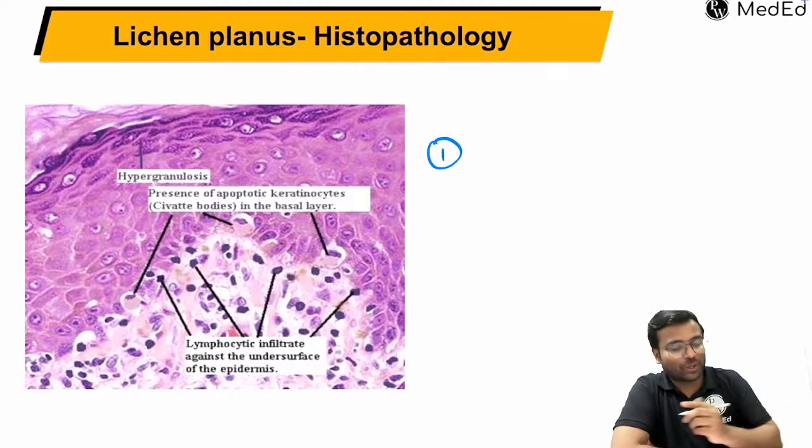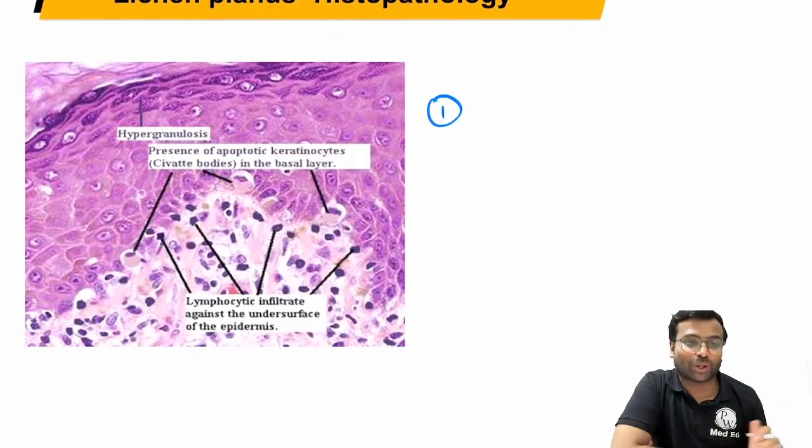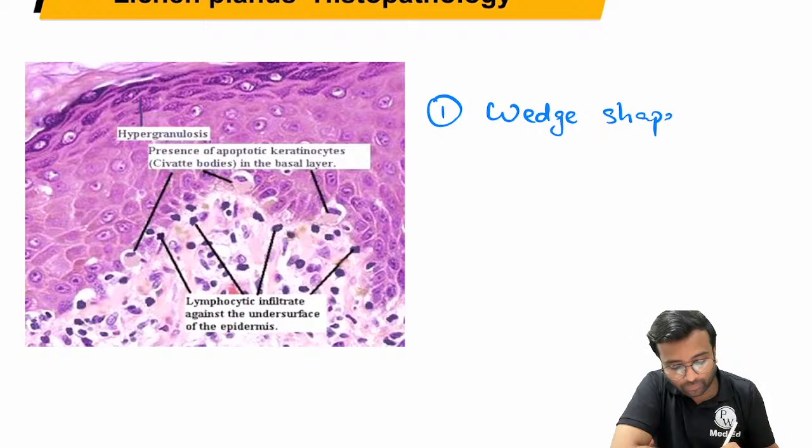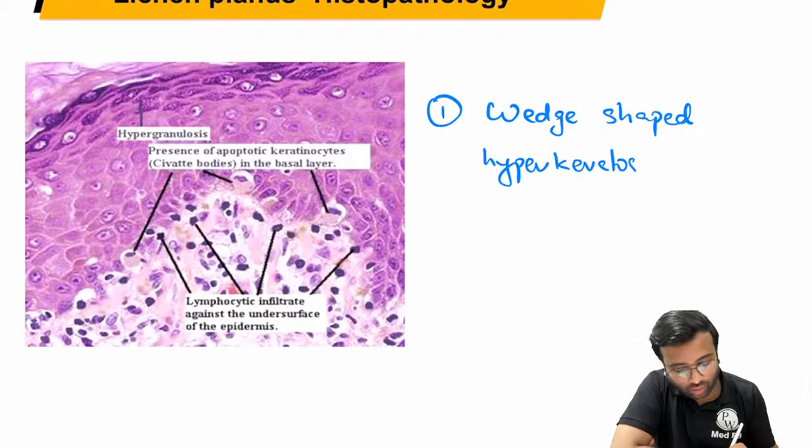Clear, Shiv? So now going towards the histopathology. In histopathology, you can find a wedge shaped hyperkeratosis and hypergranulosis.